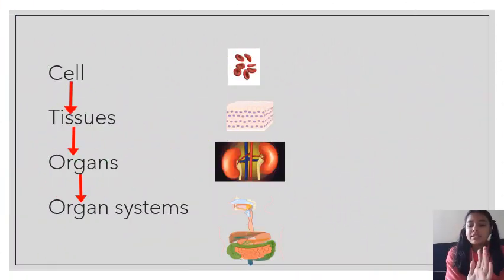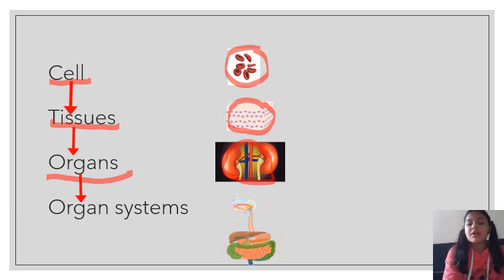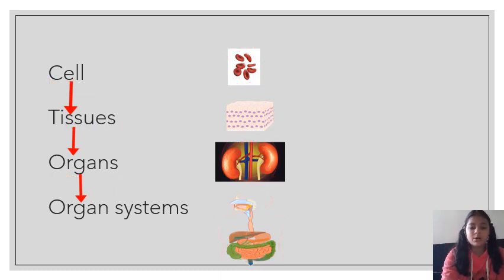Now, before we start learning about the skeletal system, let's see how a system is formed. First, cells join together. When cells are joined together, they form tissues. When tissues combine together, they form organs. When organs function together, means when organs work together, they form organ systems. In this video, we are going to be studying about the skeletal system.